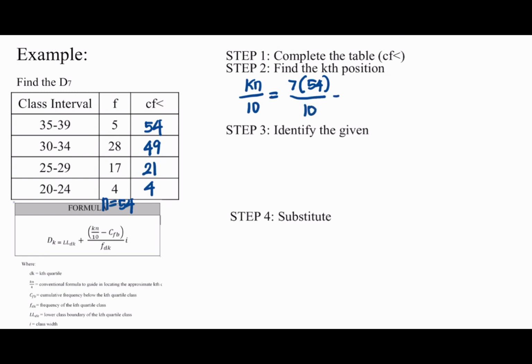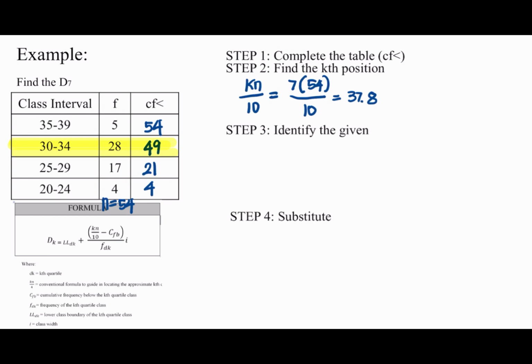That would give you 37.8. This will now be our basis in identifying the D sub 7 class. Where does 37.8 belong? Now, 37.8 belongs to this class, because, as you can see, 37.8 is under the cumulative frequency 49. That is your D sub 7 class, which is the basis in identifying the given.